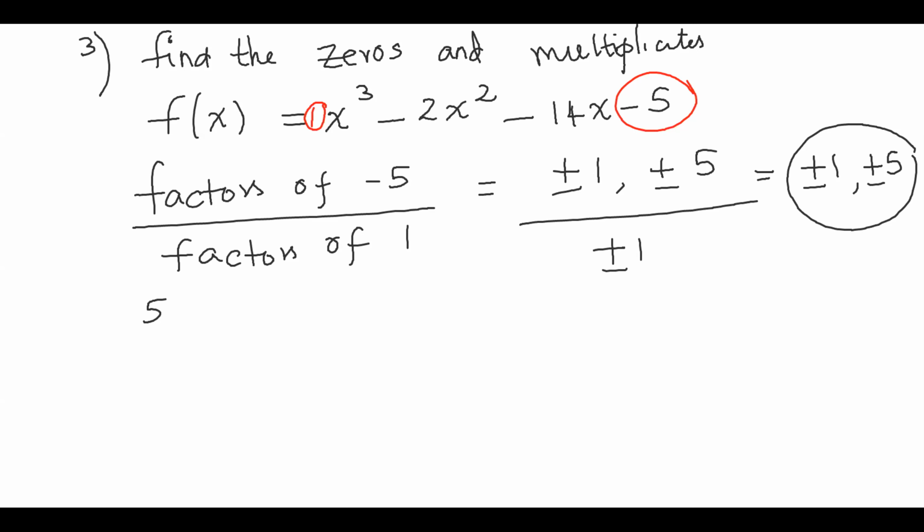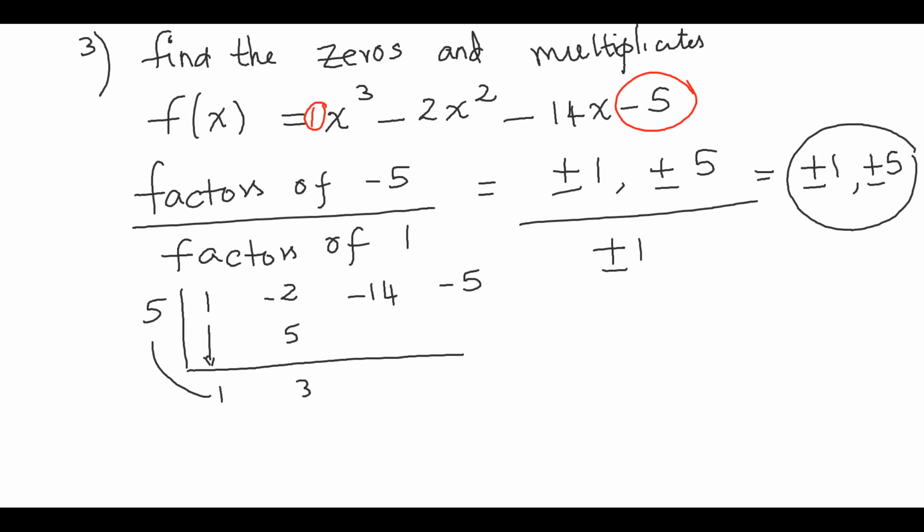Let's try 5. If we get the remainder as 0, then 5 is going to be one of the zeros of this polynomial. So let's see if it works. So 1, let's bring this one down. 1 times 5, 3 times 5, 1 times 5 is again 0. So we are getting the remainder as 0. That means 5 is a 0.